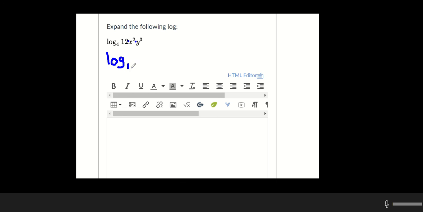So log base 4 of 12 plus log base 4 of x squared plus log base 4 of y to the third. So that's the first thing.